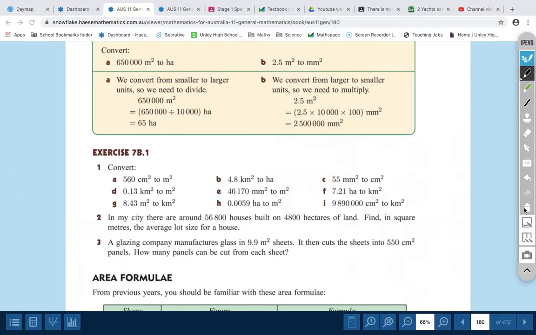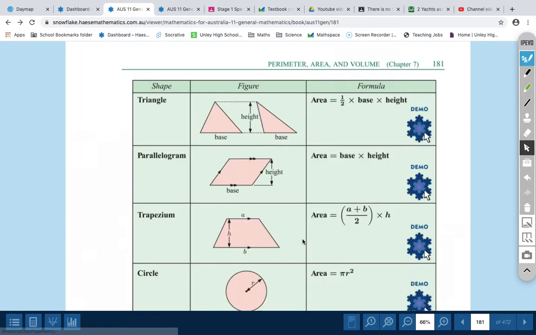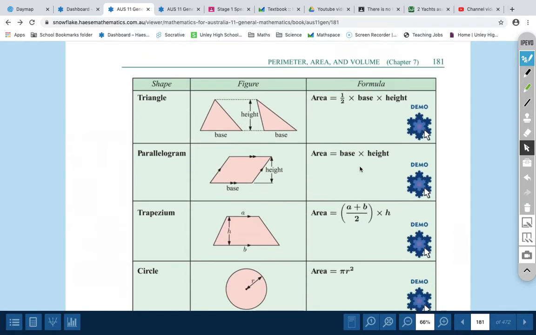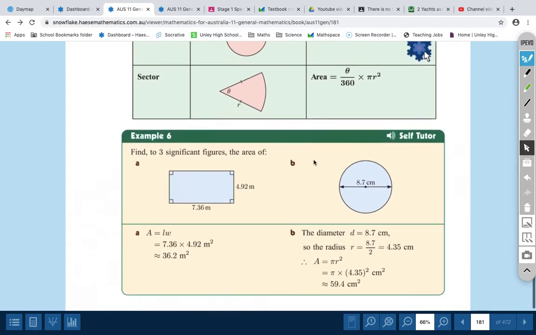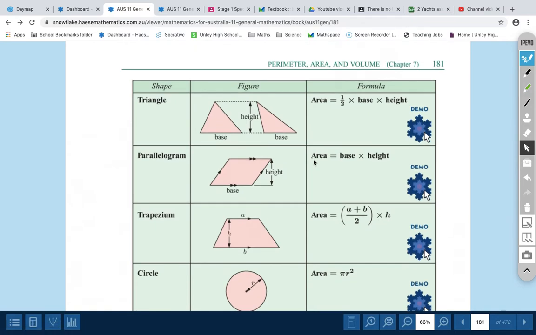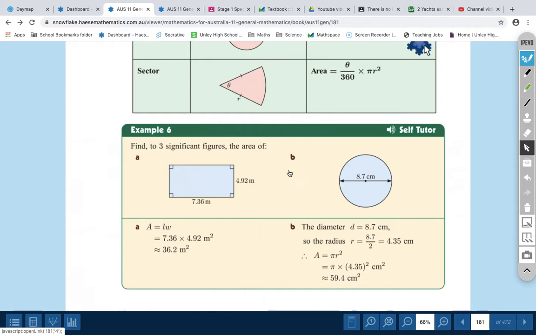Now, another one I wanted to look at, 7b2. Let's just scroll through the book here. So they're giving us our formula. I've given you a formula reference sheet just the other day. It's up on Google Classroom. Please look at it, use it. It can help you write a cheat sheet if we do a test next term. Use it when you're doing these questions. Have it up on your screen.